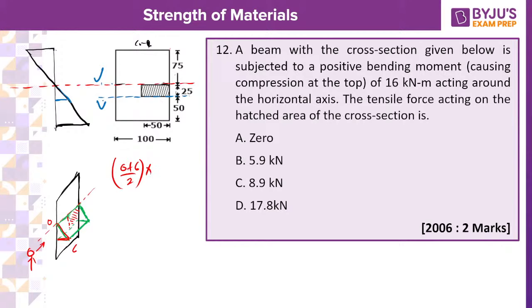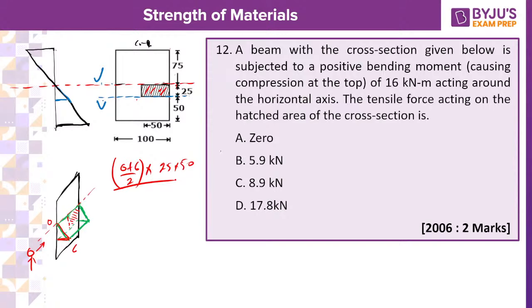The area you have is nothing but 25 into 50. Can you see that? 25 into 50, that's all. That will give you the total force which is going to act over this particular hashed area, isn't it? Are you able to understand that?